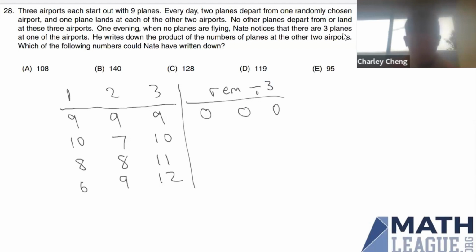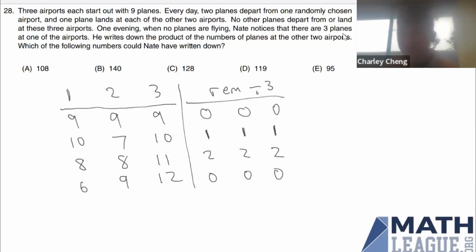And then for the second day, 10 divided by 3 is 3 with a remainder of 1. 7 divided by 3 is 2 with a remainder of 1. And also a remainder of 1 for our last airport. And if we calculate this for the next day, we'll see it's 2, 2, 2. And then the next day we go back to 0, 0, 0.